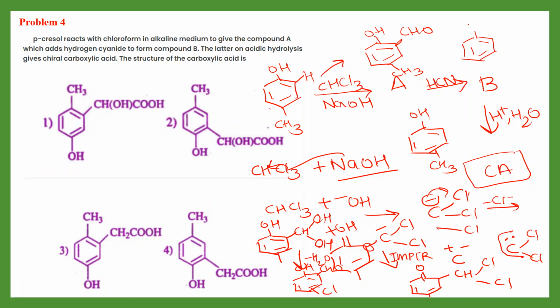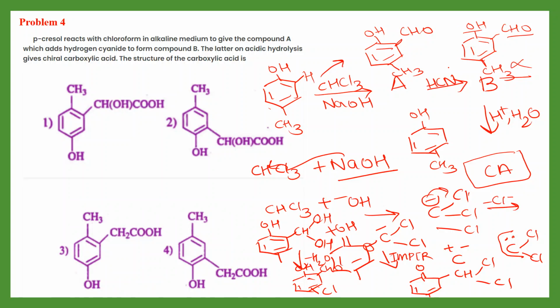So your product is OH, CHO, and paramethyl. Up to here, it is clear now. Yes, ma'am. Now, can anyone tell me what will happen on addition of hydrogen cyanide, to which functional group it is going to react among these three? This is out of game, right?